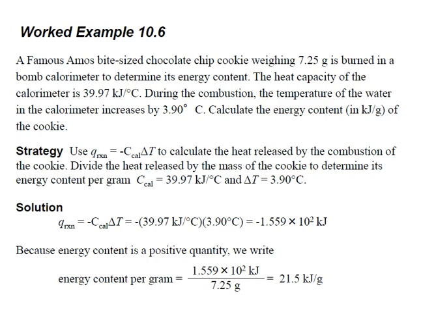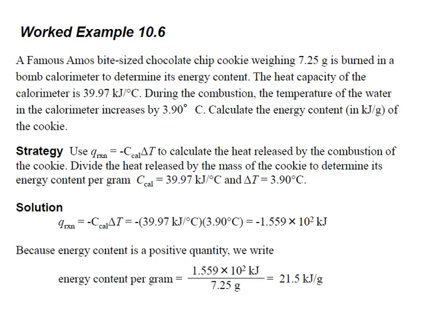Strategy here is to use the heat equation again. Q of our reaction is going to be equal to the negative of the heat capacity of our calorimeter times delta T. We'll use that general equation to calculate the heat released by the combustion of burning that cookie. Divide the heat released by the mass of the cookie to determine its energy content per gram.